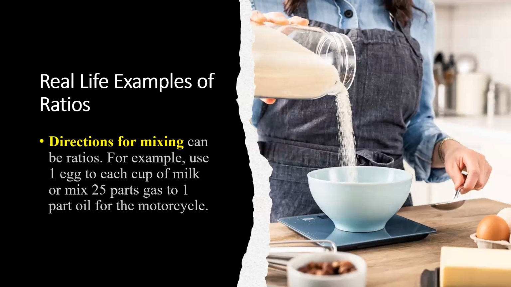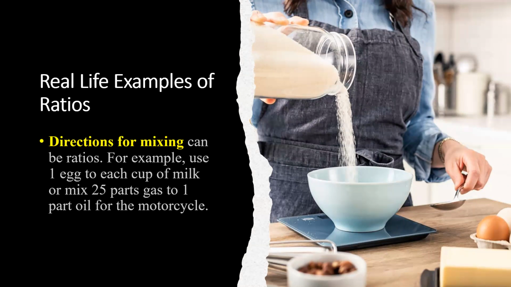For example, if the baking direction says for every 2 teaspoons of sugar, you use 3 cups of flour, let's say that's the ratio, 2 to 3. But what if I want to make more? Then I need to use equivalent ratios. So I'd multiply both of them by 2 or by 3, or whatever, if I want to make more and more. Those are equivalent ratios. So we use ratios in real life for directions for mixing.